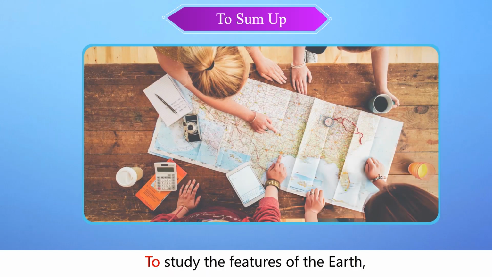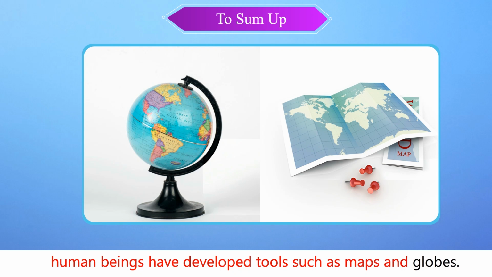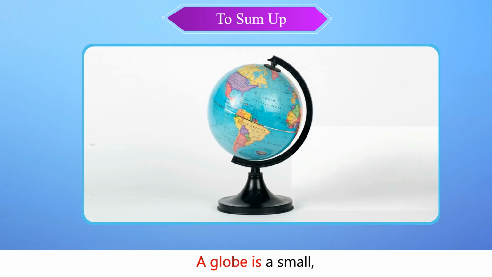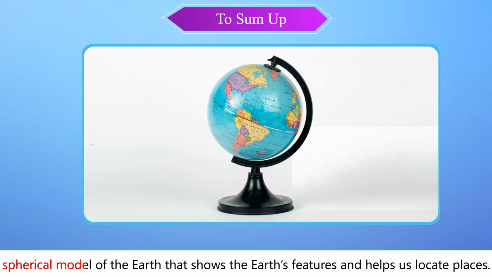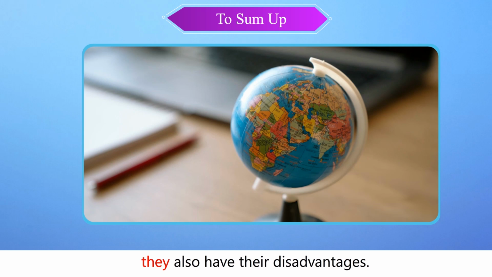To sum up, to study the features of the earth, human beings have developed tools such as maps and globes. A globe is a small, spherical model of the earth that shows the earth's features and helps us locate places. While globes give a true representation of the earth, they also have their disadvantages.